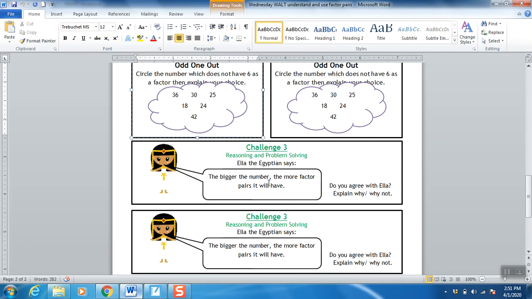Ella the Egyptian says, the bigger the number, the more factor pairs it will have. Do you agree with Ella? Explain why or why not. You're going to have to look at some big numbers and find out how many factor pairs they have. Okay, and that'll give you some of the answers to that one.